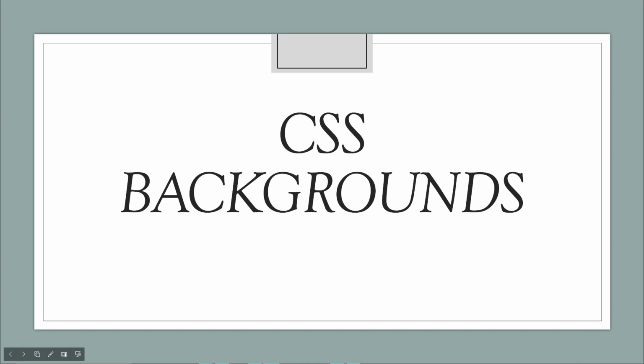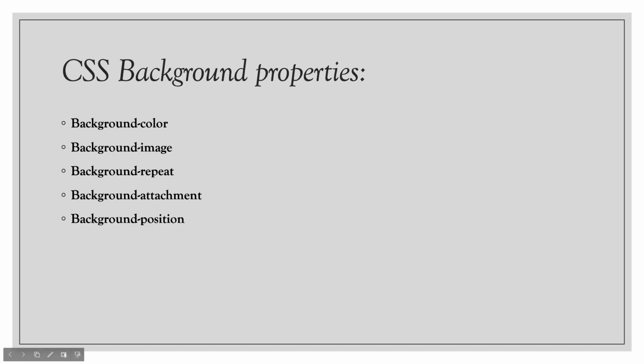In this tutorial, you will learn about CSS backgrounds. So these are the 5 properties that we are going to discuss. That is background color property, background image property, background repeat property, background attachment property, and background position property.